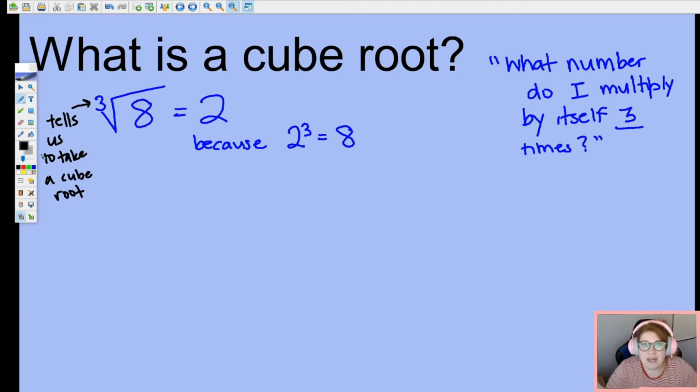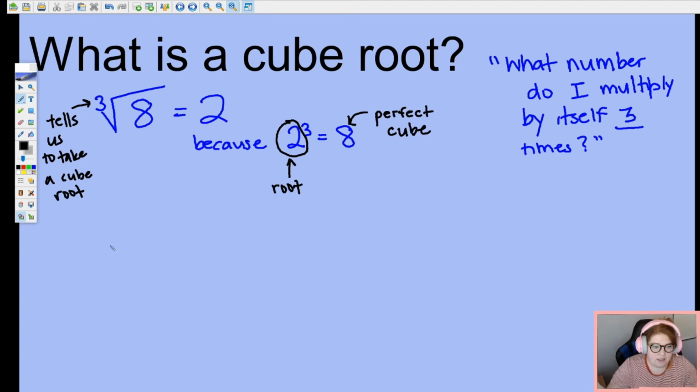Remember, it's the same idea as a square root. This number is going to be my root, while this number is the perfect cube. This number is called the exponent, and it just tells me how many times I'm multiplying. So the number that it equals is the perfect cube. The number with the exponent is called the root. So we know if I'm asked what the cube root of 8 is, it's going to be this number that I multiplied by itself 3 times.